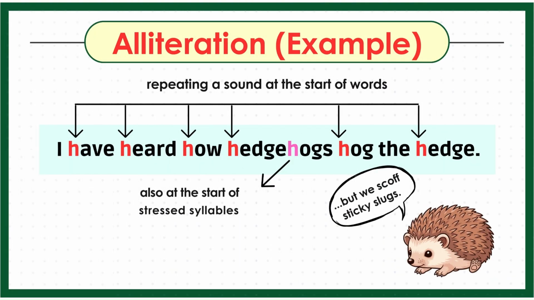I have heard how hedgehogs hog the hedge. This sentence is an example of alliteration because the same beginning sound is repeated in several words. Alliteration is the repetition of the same consonant sound at the start of words or at the beginning of stressed syllables. In this example, the H sound is repeated in the words.